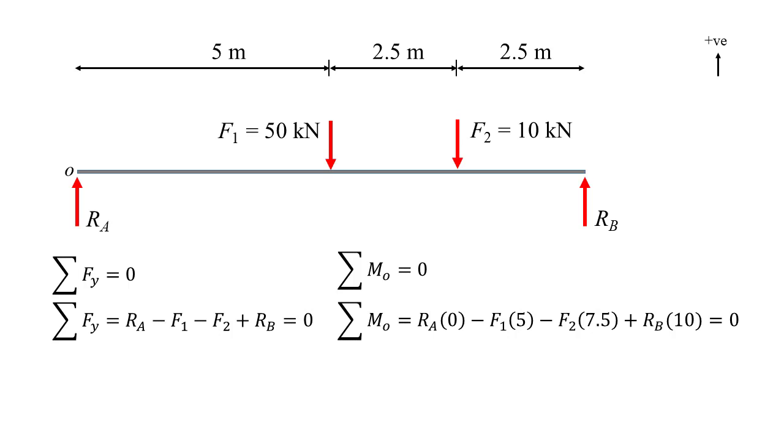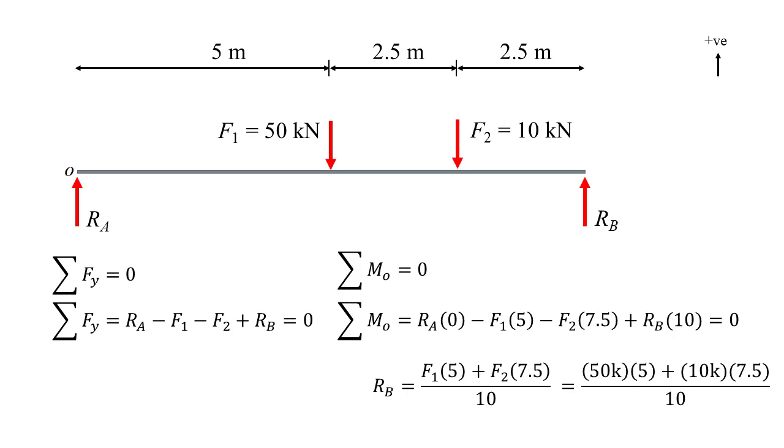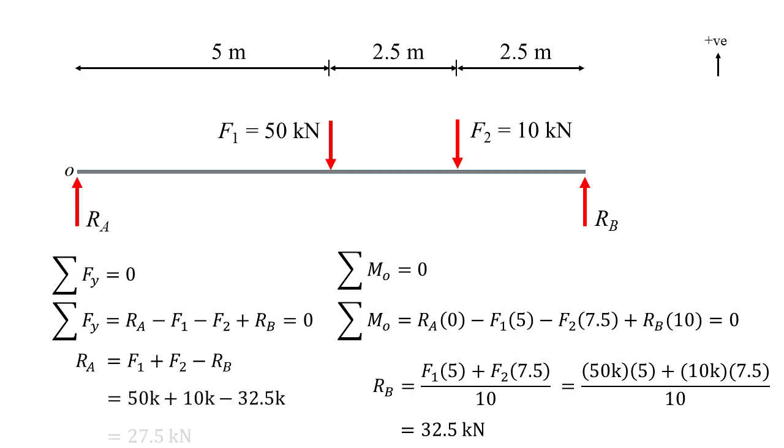With RA cancelling out to 0, we can transpose for RB to give RB being equal to F1 times 5 plus F2 times 7.5, divided by 10. And since F1 is 50 kilonewtons and F2 is 10 kilonewtons, this gives us a value of 32.5 kilonewtons for RB. Now that we know RB, we can substitute that into the vertical force equation and solve for RA. This gives us RA being equal to F1 plus F2 minus RB, or 27.5 kilonewtons.